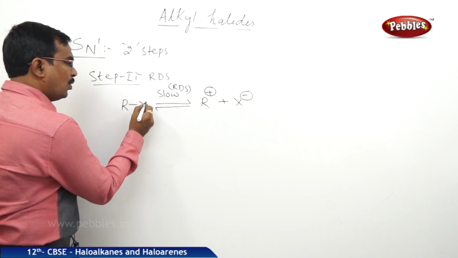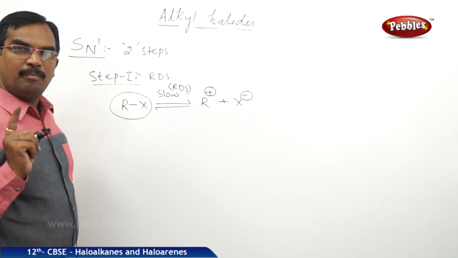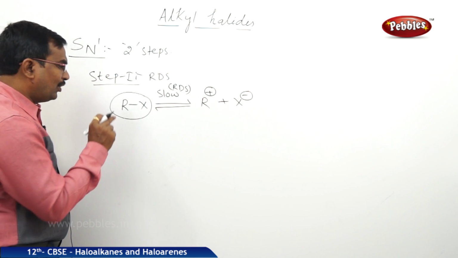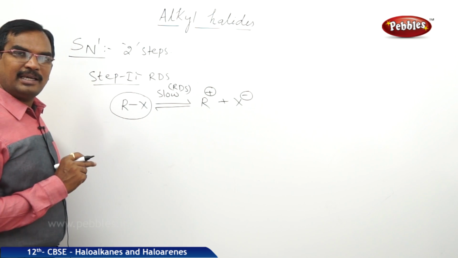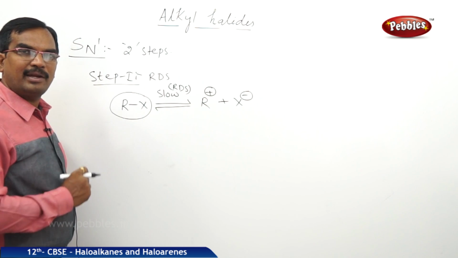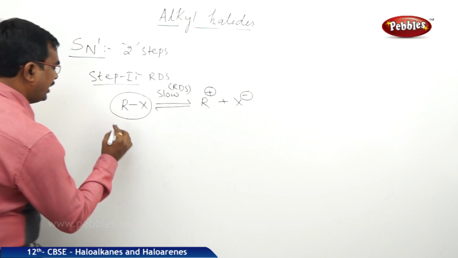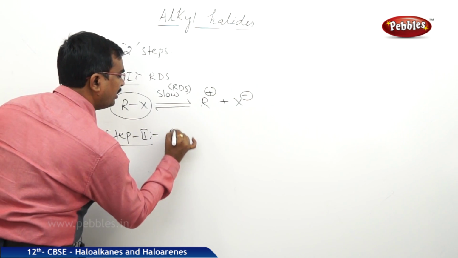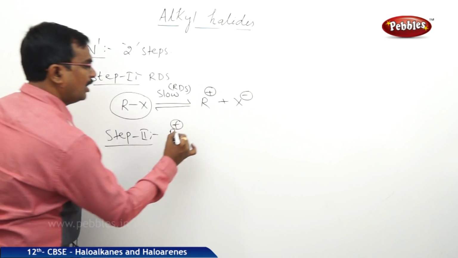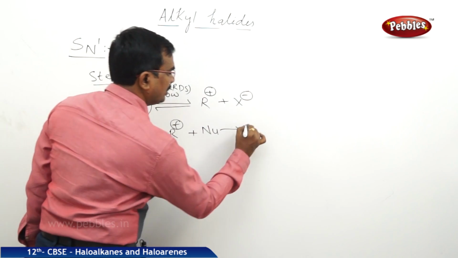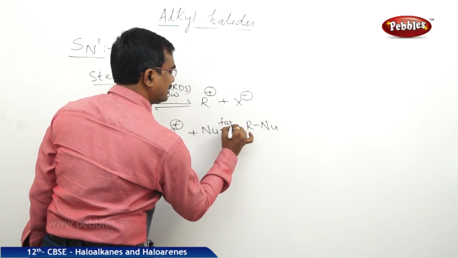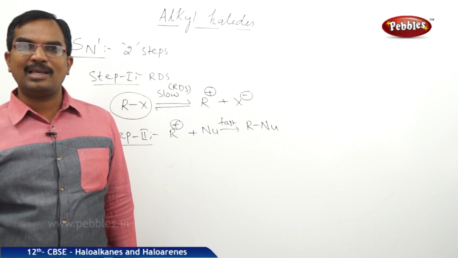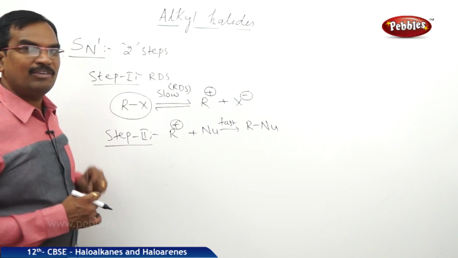In this RDS we can see how many molecules are involved here. Only one molecule of the species, which is alkyl halide. That's why the rate is directly proportional to only the concentration of the alkyl halide. In this case the molecularity is equal to 1. So it is a unimolecular reaction. And coming to the second step here, the carbocation formed from the alkyl halide will react with the nucleophile to give the actual product. So this is a fast step reaction.